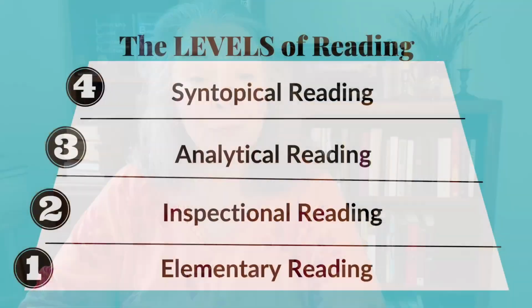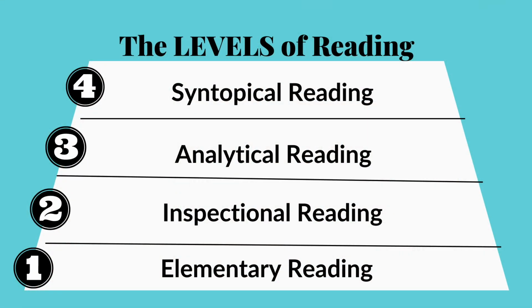We're over halfway through our exploration chapter by chapter of the book, How to Read a Book, The Classic Guide to Intelligent Reading by Mortimer J. Adler and Charles Van Doren. We've worked our way through the first three levels of reading: elementary, inspectional, and analytical.